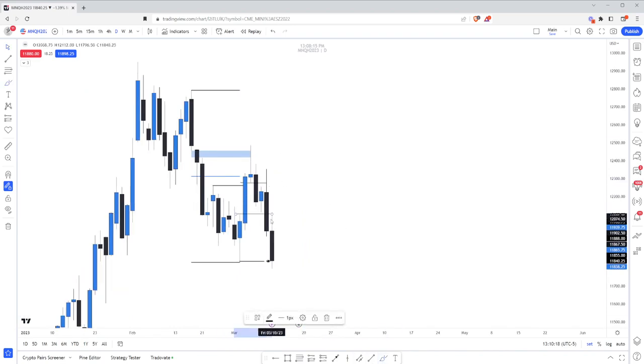Some people say, oh, what about this fair value gap? Oh, what about this order block? But you've got to remember, what's the context? The context is you're in a bearish market and you're expecting to continue bearish. And that doesn't always happen.